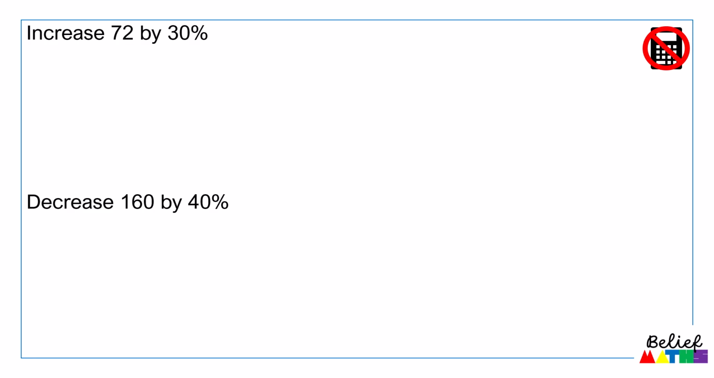Now these questions are asking us to increase by an amount or decrease an amount by a percentage. What I like to do is think of this in a slightly different way. Increasing by 30% means that we want to finish with 130%. So we want to find 130% of 72. So we're going to do that in the same way we did the last question. We're going to do 130 multiplied by 72.